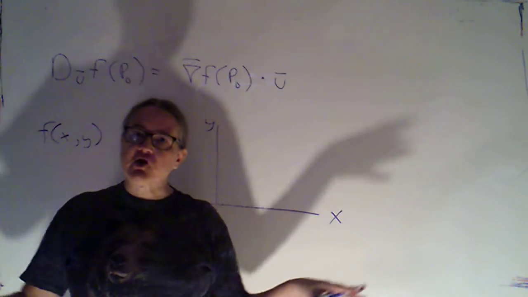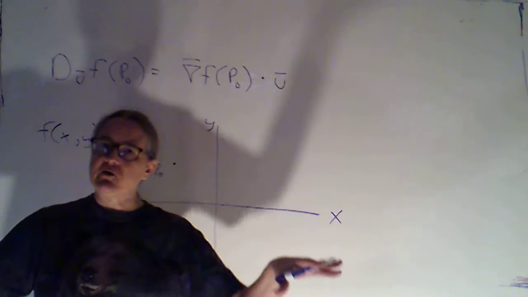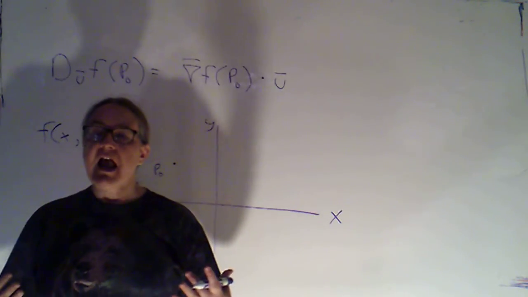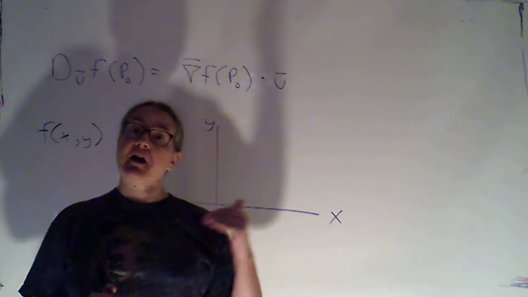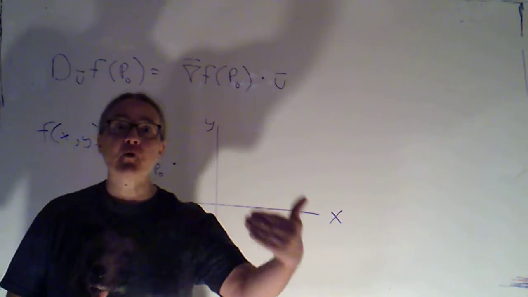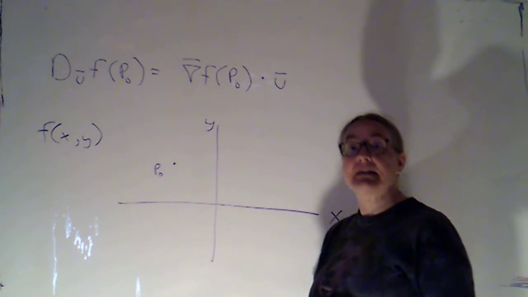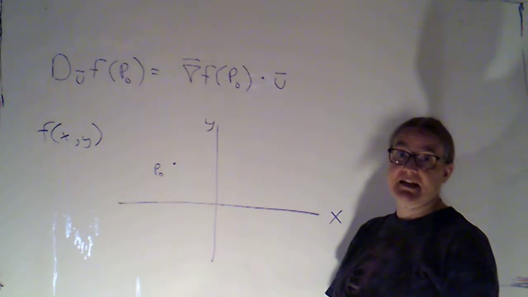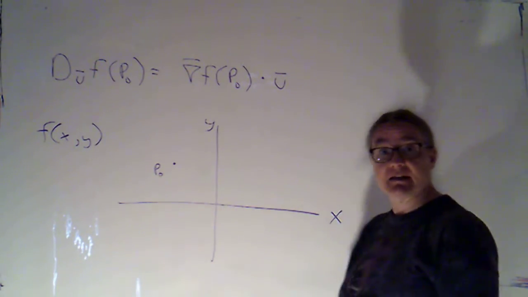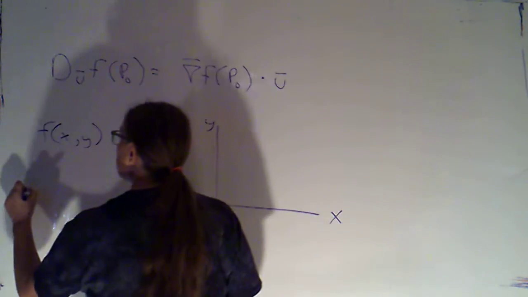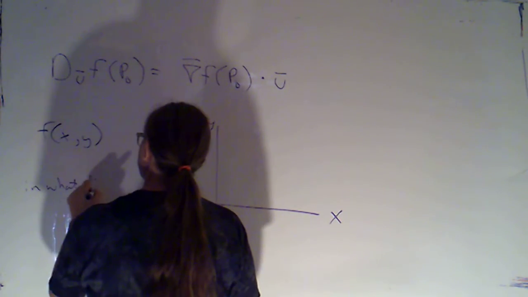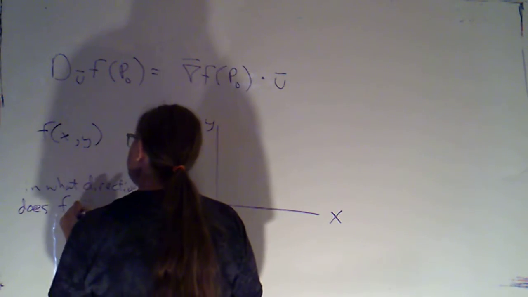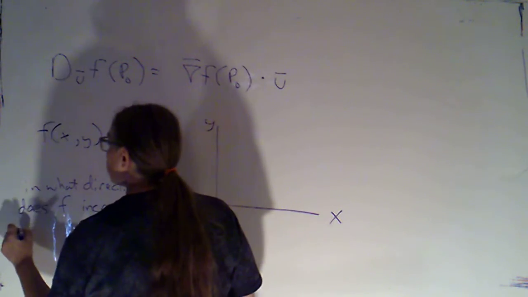Well, if the temperature is a function of location, then if I move away from my location, the temperature could change. And if I'm a heat-seeking particle, I want to make sure that I'm moving away in the direction in which temperature is increasing, and not just increasing, increasing most rapidly. So I might be asking myself the question, in what direction does f increase most rapidly?